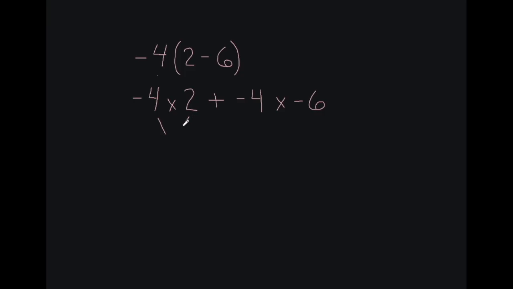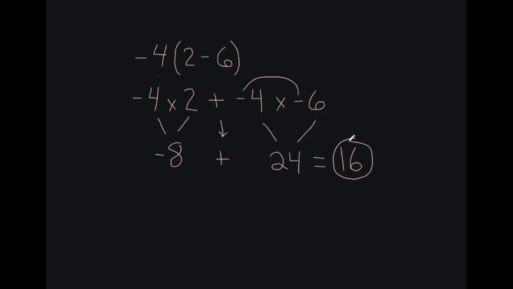Negative 4 times 2. 4 times 2 is 8. Our product is negative, so we'll do negative 8. Negative 4 times negative 6. 4 times 6 is 24, and a negative times a negative is a positive. So we'll do positive 24. We'll bring our addition sign down and add these two results. Negative 8 plus 24 equals 16. Our final answer is 16.